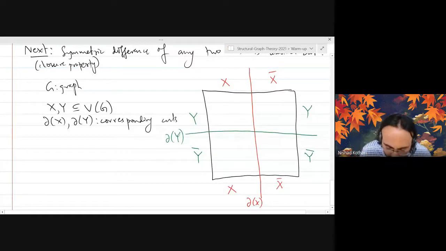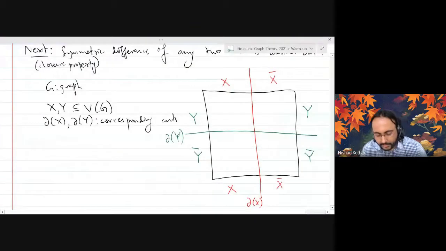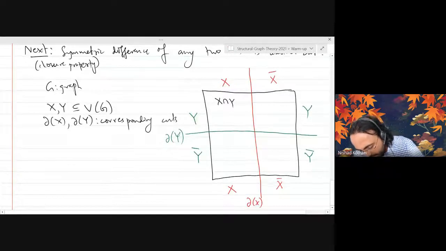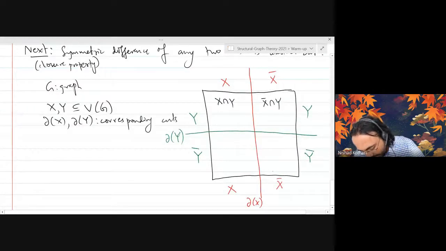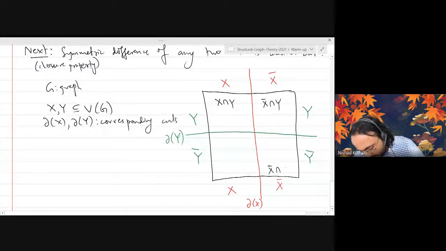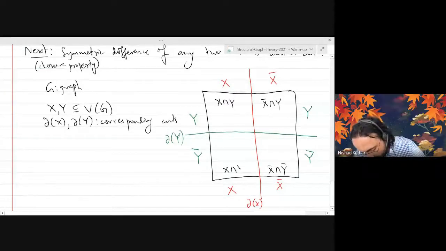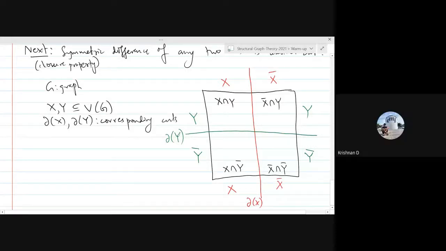So what do the four quadrants represent? They represent all the possible intersections. This is X intersection Y. This is X bar intersection Y. This is X bar intersection Y bar. And this is X intersection Y bar. Does everybody agree that these are the four possible intersections between these two sets?